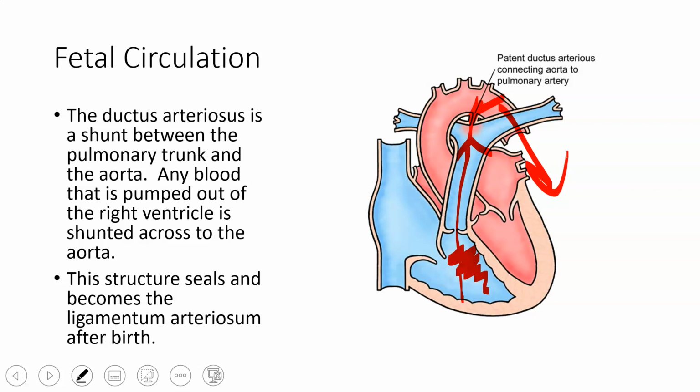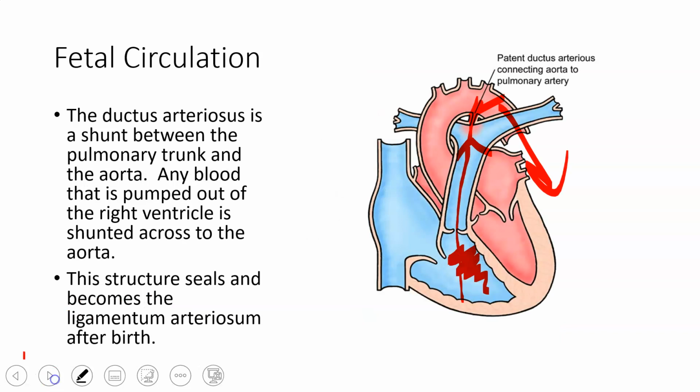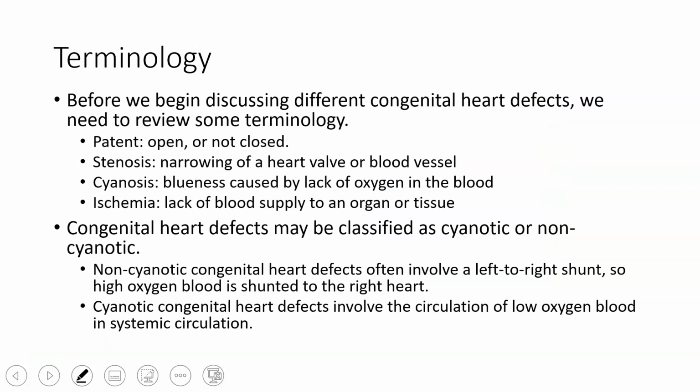Now, after birth, both those structures heal. The foramen ovale becomes the fossa ovalis. The ductus arteriosus becomes the ligamentum arteriosum. So before we start getting into defects, let's talk about some terms. Patent means open.